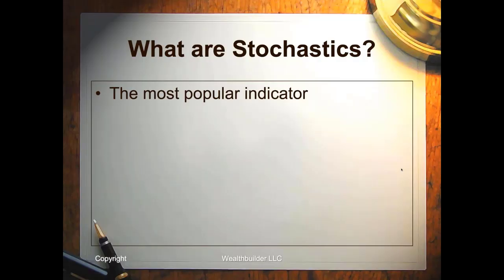So what are stochastics? Stochastics are possibly the most popular indicator, maybe moving averages, maybe RSI, but they're certainly in the top 3, that is for sure. And you can see it on almost every chart service. Like, I don't even know one where you can't see it. That's one reason why I know it's extremely popular.